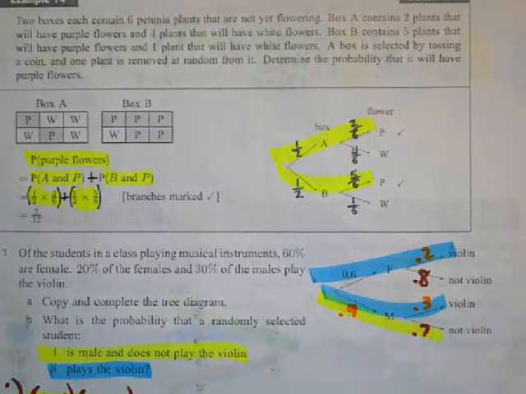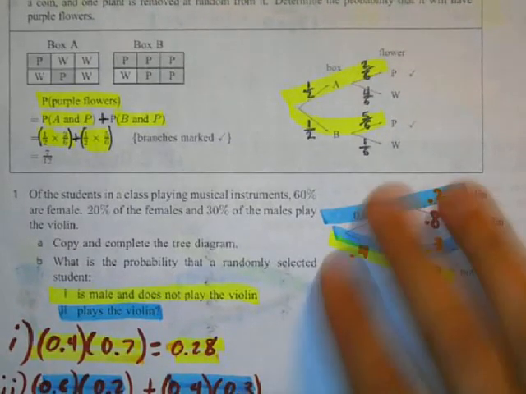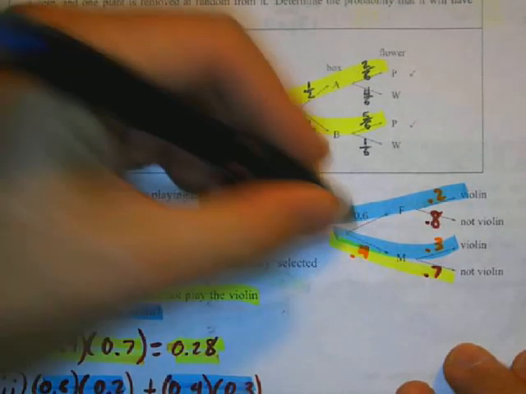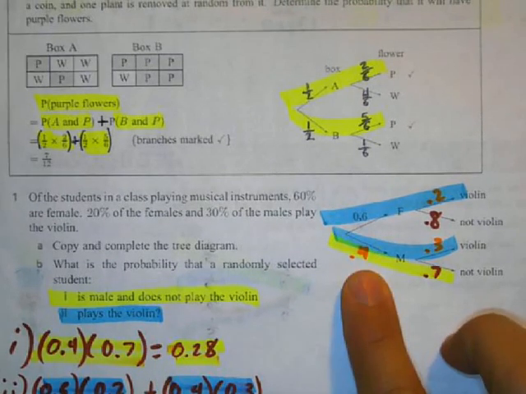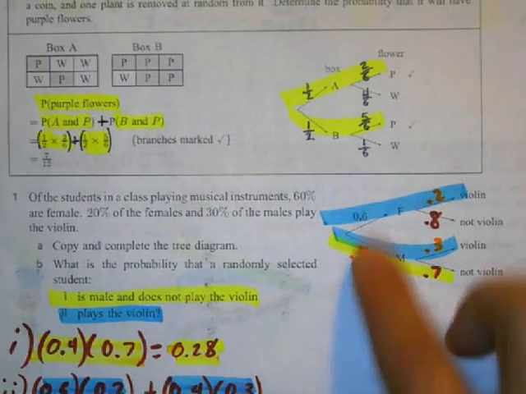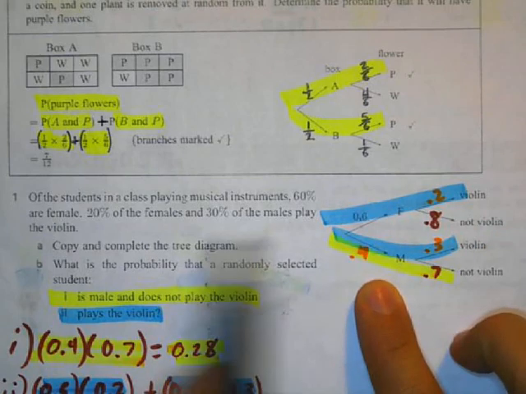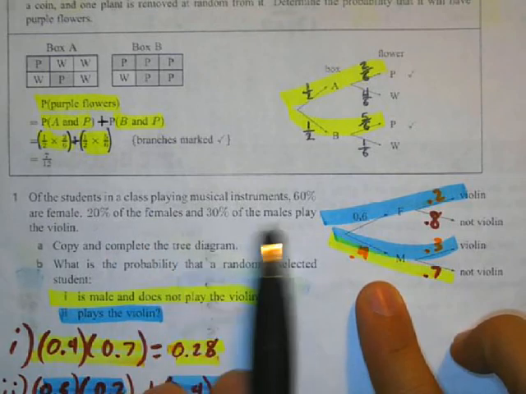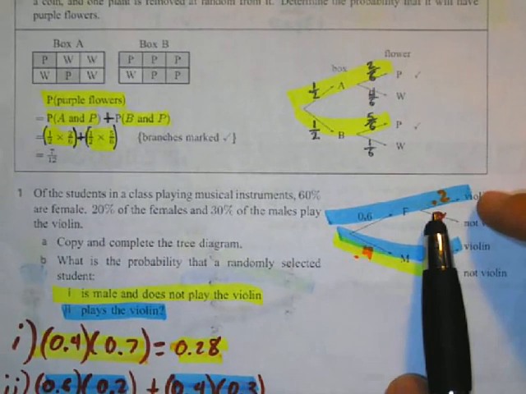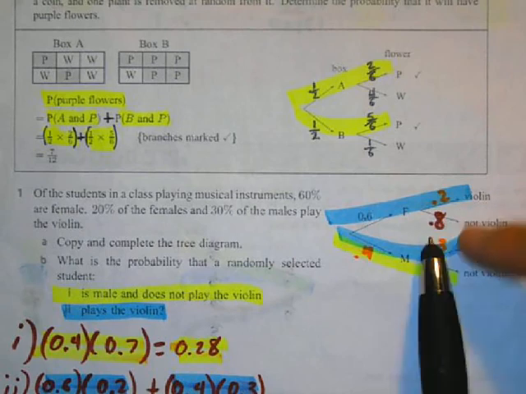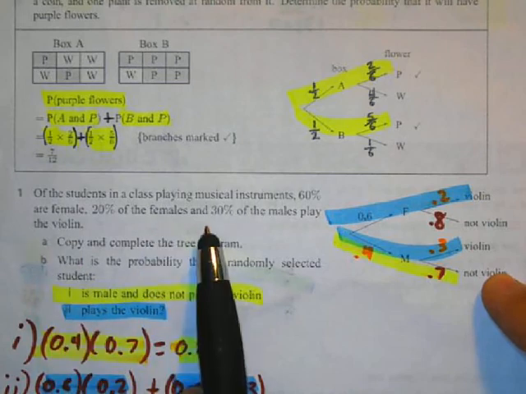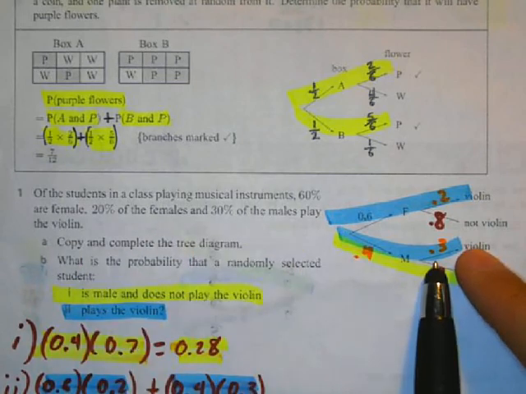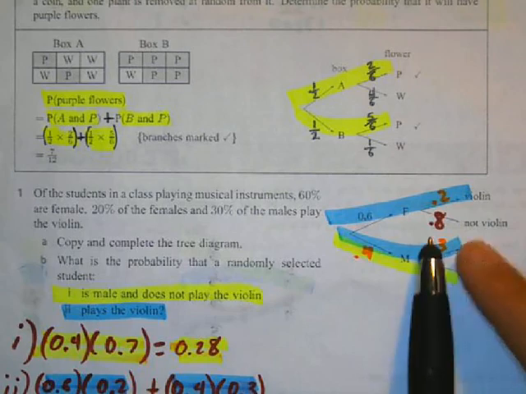We're going to have the same thing happening here on 1B. Okay, so they wanted you to finish the diagram. They said 0.6 that you're female, so clearly it's going to have to be 0.4 that you're male, because these have to add up to 1. And then it says 20% of the females and 30% of the males play violin. So 20% of the females play violin, so this is going to have to be 0.8, because these two have to add up to 1. 30% of the males play violin, so that's going to be 0.3, so this is going to have to be 0.7, because these two have to add up to 1.